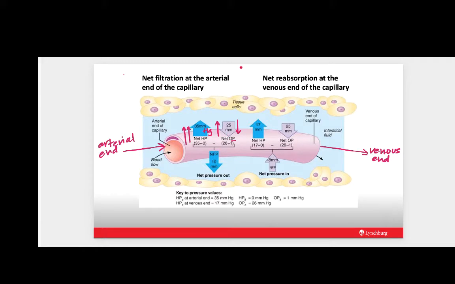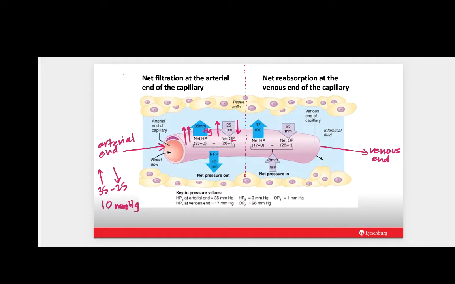So on this side, if we even draw a line separating the arterial and the venous end, what we have going on this side of the capillary bed is an outward pressure of 35 and an inward pressure of 25. These pressures are moving in opposite directions, right? They oppose one another. So we can actually subtract these two pressures. 35 minus 25 gives us a pressure of 10 millimeters of mercury.